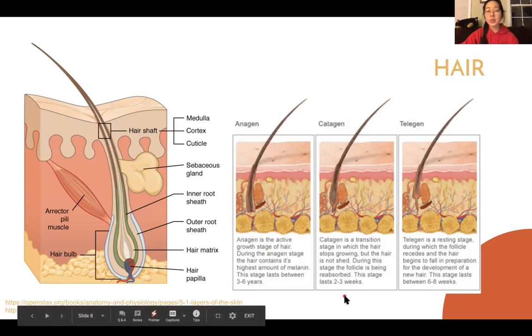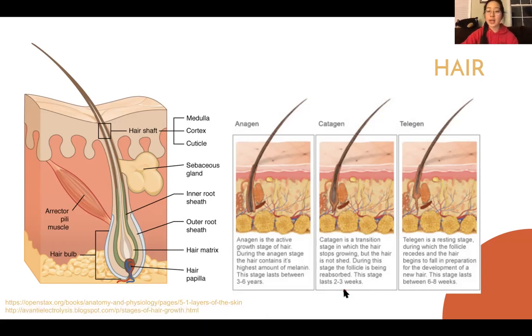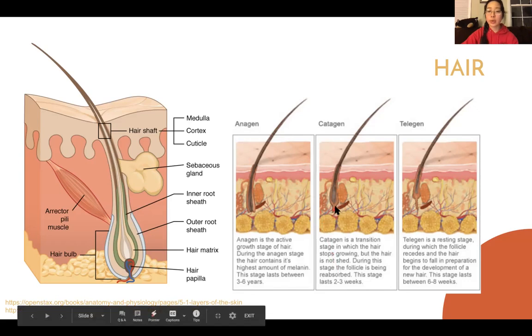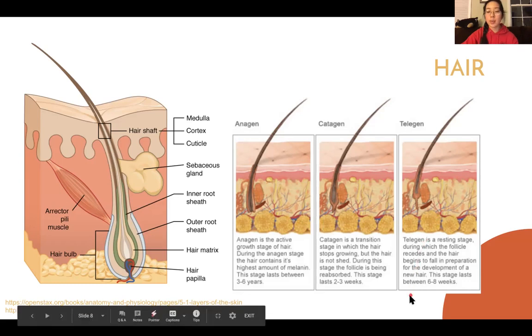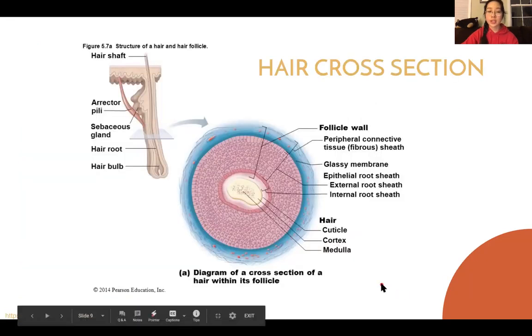Then in catagen, which we call the transition stage, the hair stops growing, but it just sort of stays there. It's not shed. And the follicle reabsorbs itself and starts to shrink, which you see happening here. And then lastly, you have telogen, which is a resting stage of the hair. The follicle recedes and the hair falls out in preparation for a new hair to grow in its place.